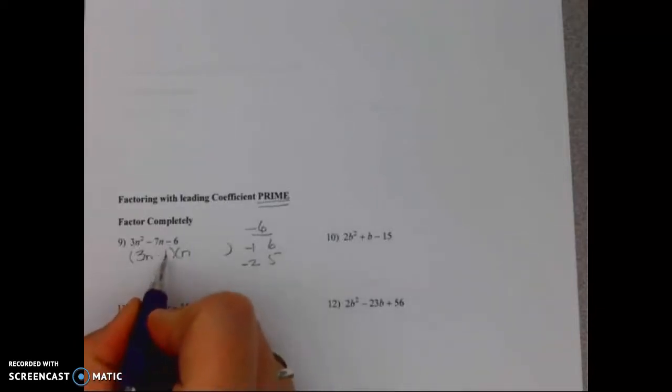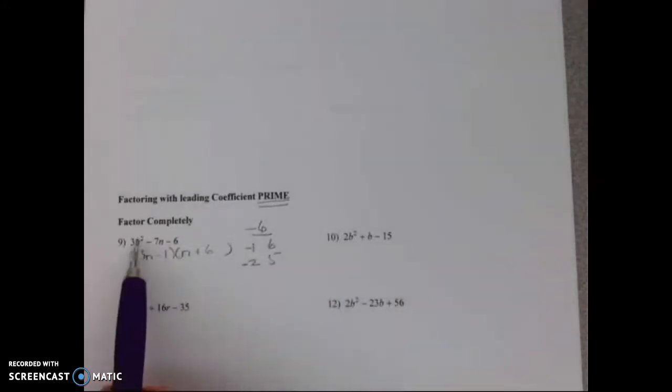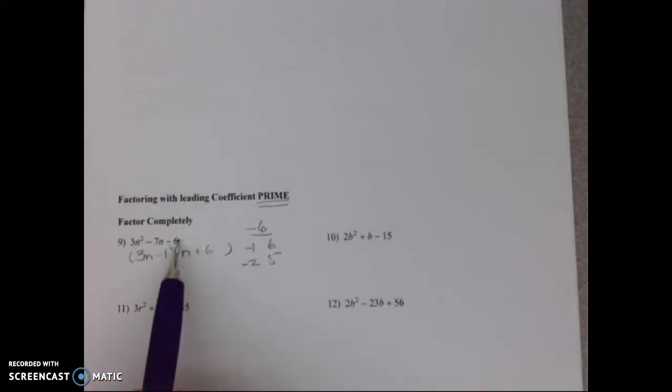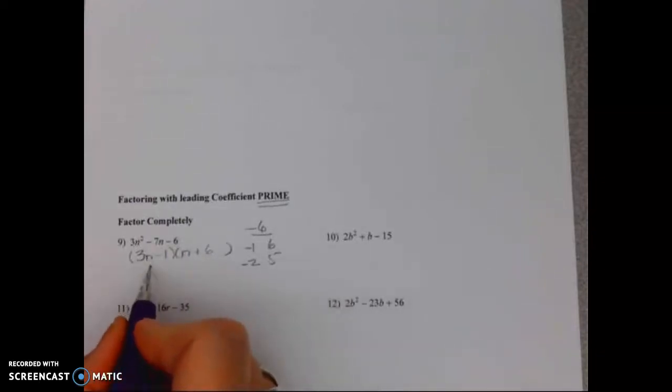So I'm going to put -1 and plus 6 here. Okay, when you factor it, 3n times n is 3n squared. -1 times 6 is -6. You forced that to happen. But let's check the outside loop. So we're going to check the O and the I. This is 18n. This is minus n, and this gives me 17n.